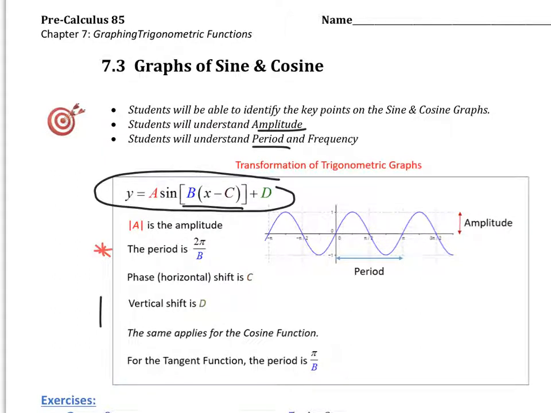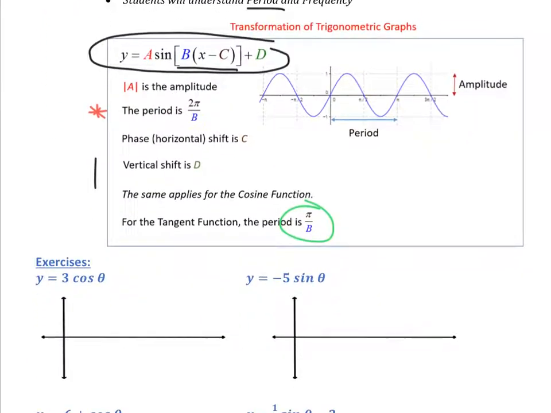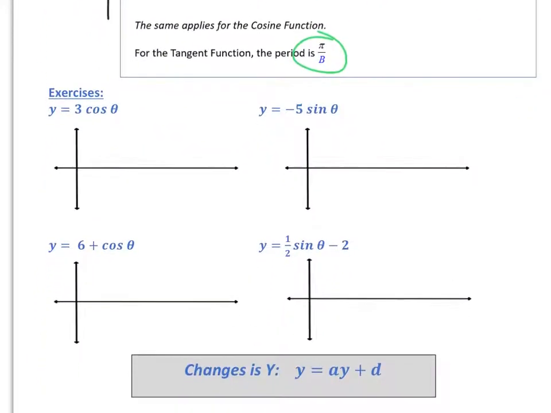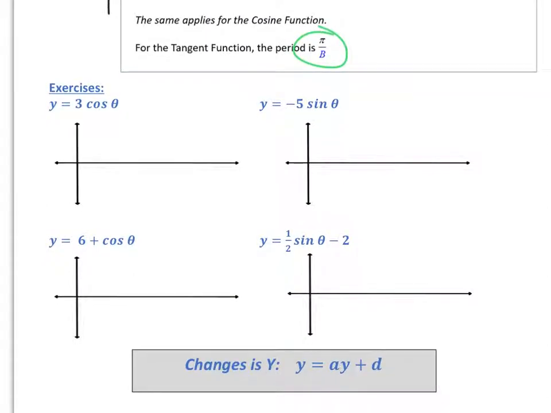Then you've got your horizontal shift and your vertical shift. When we get to period length for tangent, it changes just slightly, but we're going to do an entire unit on tangent. As of right now, we're just focusing on sine and cosine. The big idea here is just make sure you understand what the A, B, C, and D values all do. So let's dive right in and practice this.